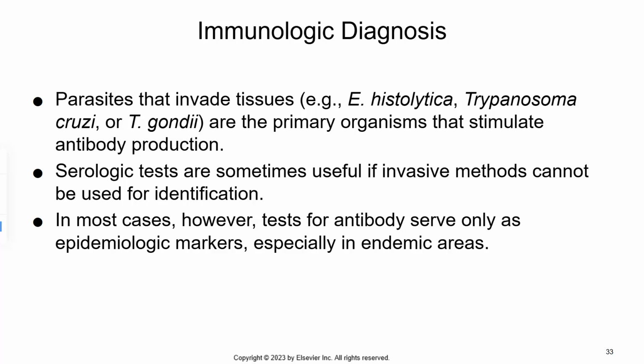But when we talk about immunologic diagnosis, parasites that invade tissue like Entamoeba histolytica, Trypanosoma cruzi, or Toxoplasma gondii are the primary organisms that stimulate antibody production. Serological tests are sometimes useful if invasive methods cannot be used for identification. So sometimes these guys embed themselves deep into tissues, and it's a really invasive procedure to be able to grab them. So we can look at the blood for the presence of antibodies against them. In most cases, however, tests for antibodies serve only as epidemiological markers, especially in endemic areas. They estimate like 90% of cat owners already have Toxoplasma gondii inside of them.